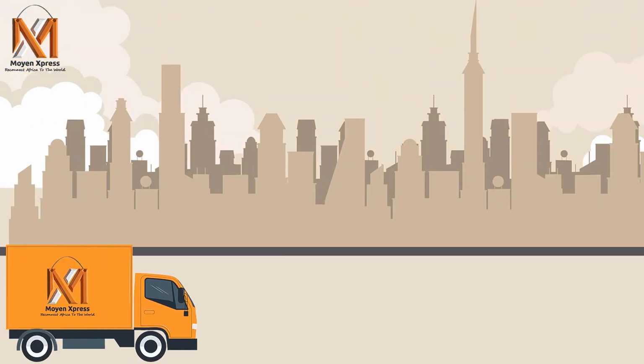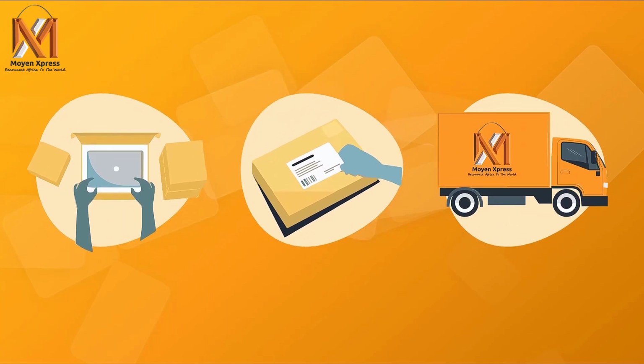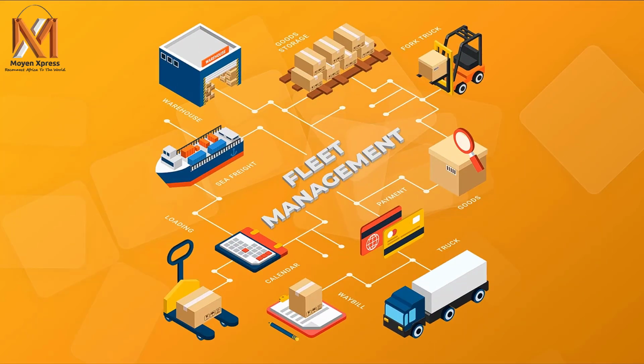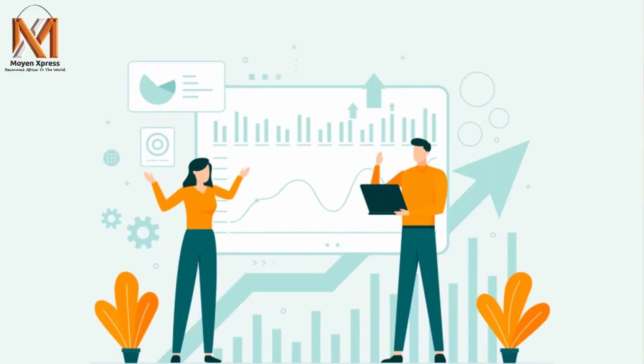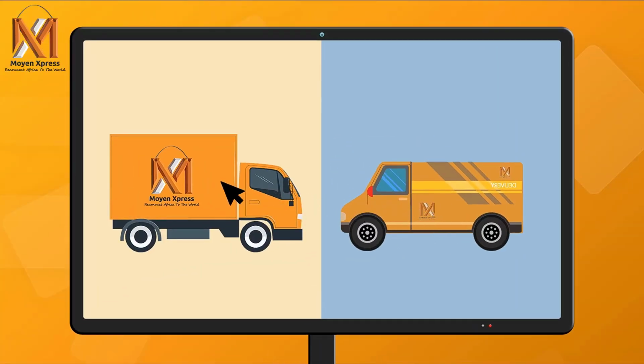Then there's option 2, Ships with Moyen, or SWM. With this option, Moyen Xpress takes responsibility for the packaging, labeling, and shipping your products. Then there's option 3, fleet management. Each option has its own set of benefits. You have to decide which one is right for your business.